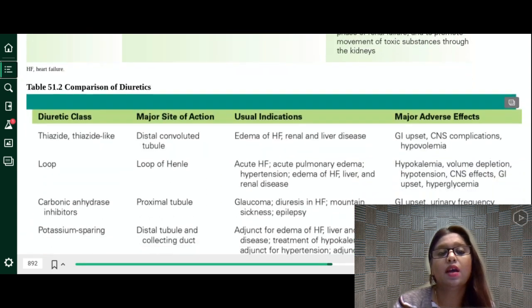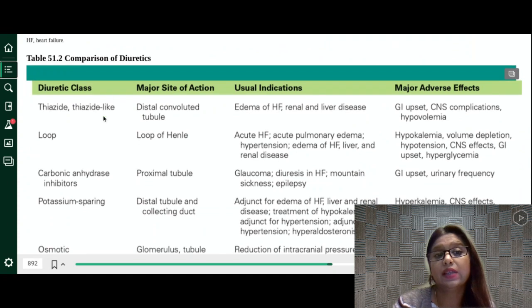All right. Now let's talk about the different thiazide diuretics. What are those? They actually work on the distal convoluted tubule, which is part of the nephron. And again, it's given for edema and renal and kidney diseases. It could cause severe GI upset, CNS complications, and hypovolemia.